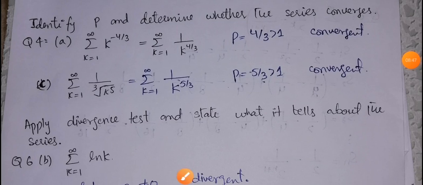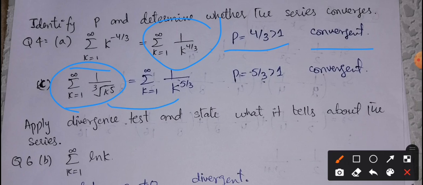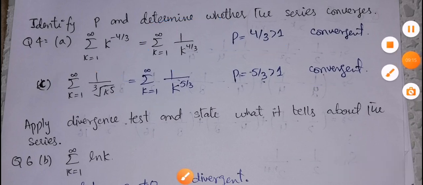Here we have question number 4 from the exercise. Identify p and determine whether the series is convergent or not. Summation k varying from 1 to infinity of k raised to the power minus 4 by 3. Writing it down in the P series form, we have p equal to 4 by 3, which is greater than 1, so the series must be convergent. In the other case, when I write it in the form 1 over k raised to the power 5 by 3, 5 by 3 is greater than 1, so the series is also convergent here.